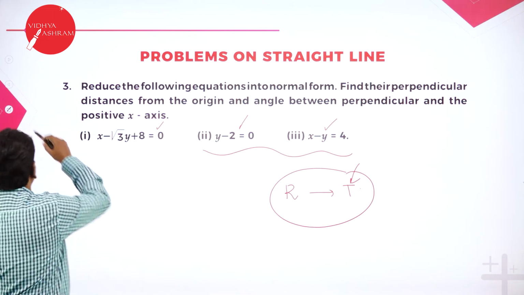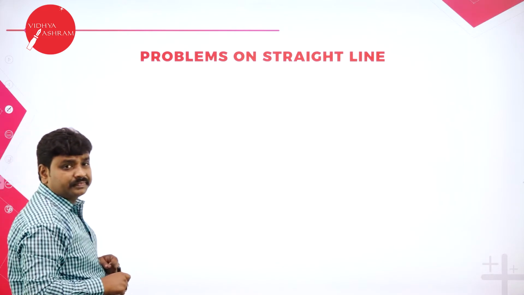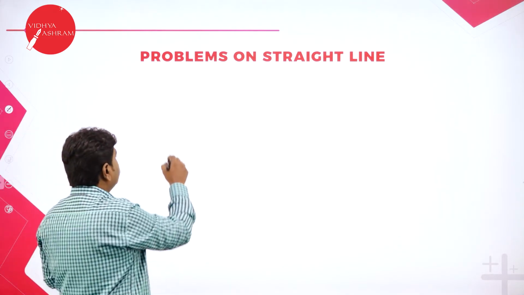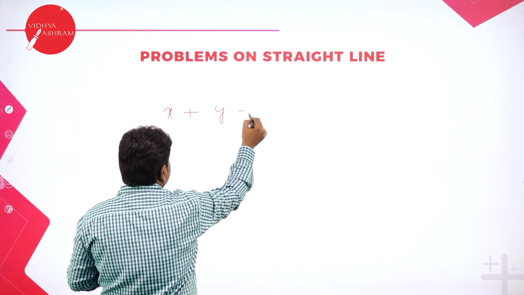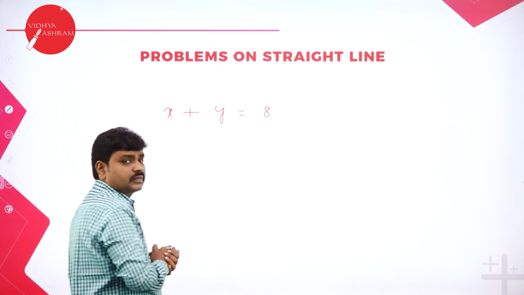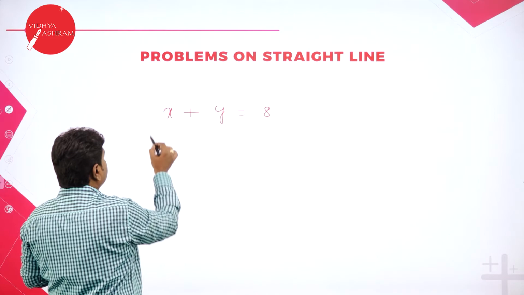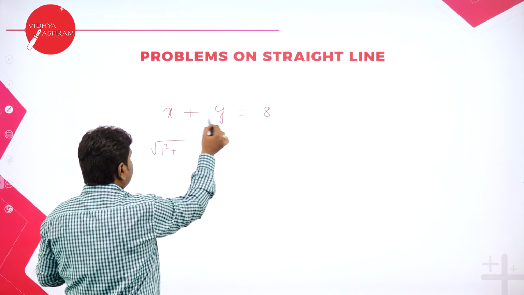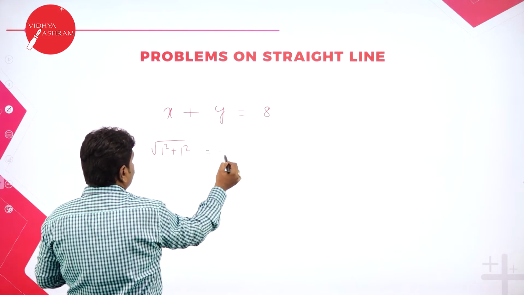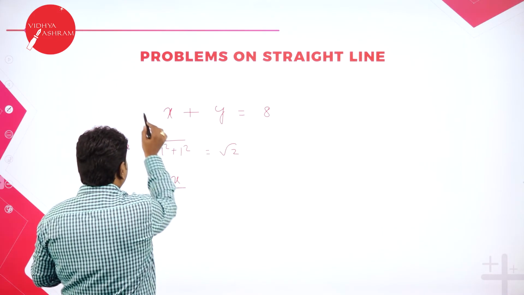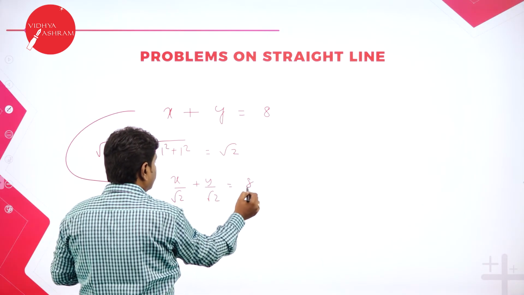So now we'll take a simple problem. Suppose x plus y is equal to 8. Now they ask you to find the normal form and find the distance. Simple. The coefficient of x is 1, 1 square. The coefficient of y is 1, 1 square. I call this root of a square plus b square, and that is root 2. So divide the given line by root 2. x by root 2 plus y by root 2 is equal to 8 by root 2.